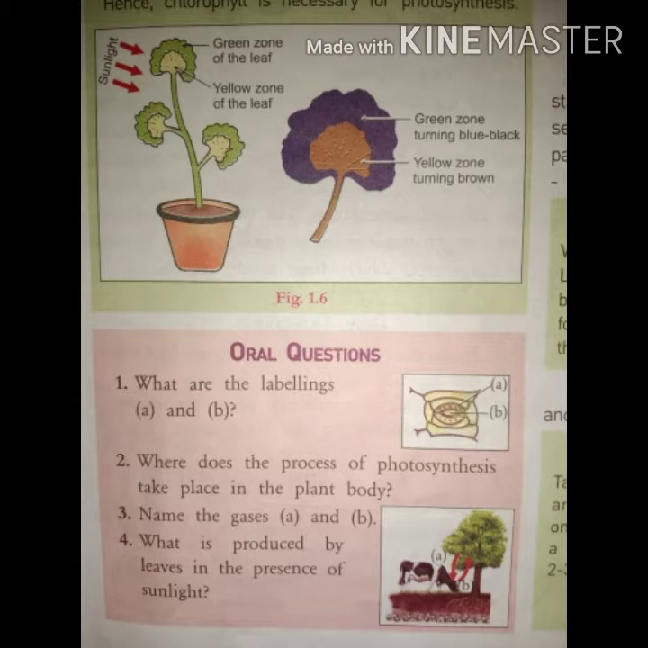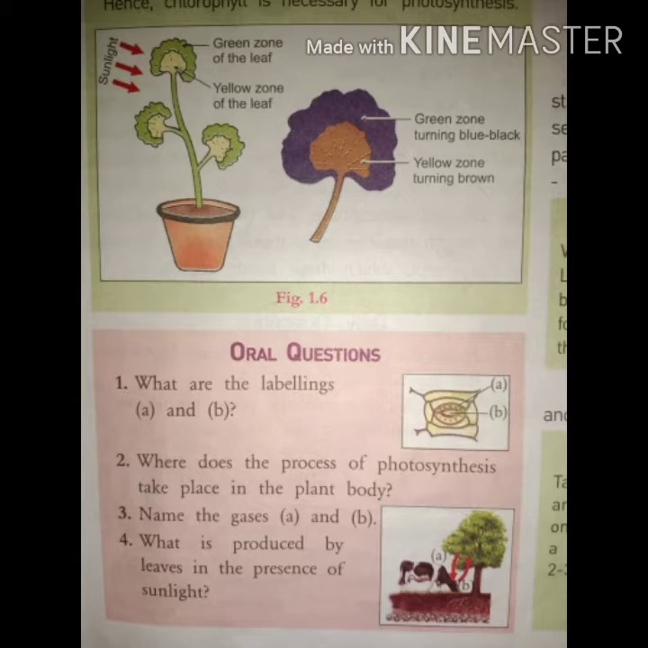As you can see there are two things given, point A and B. We have to tell what these two things are. This is a diagram of stomata. So point A refers to the guard cell and point B refers to the stomatal opening through which the gases exchange takes place in the plant.